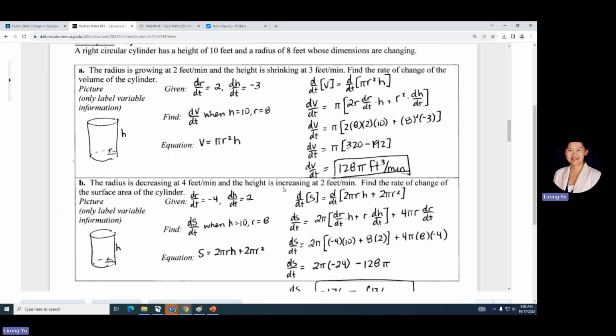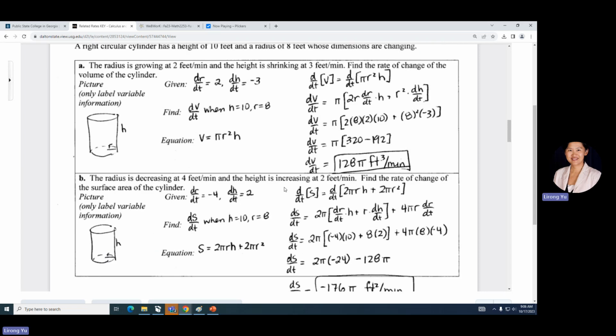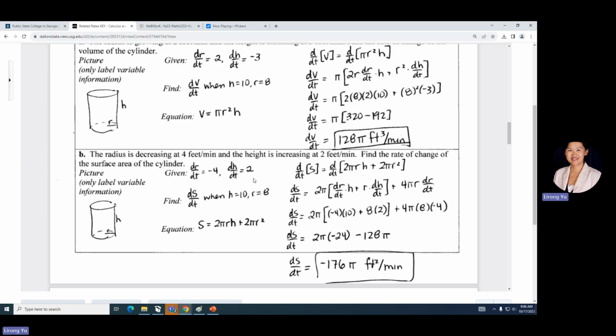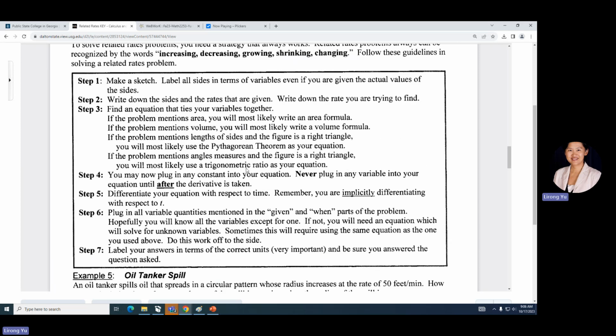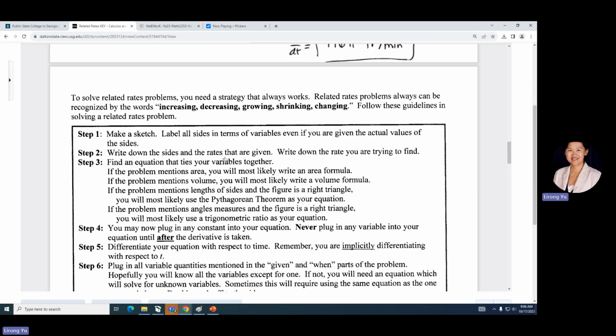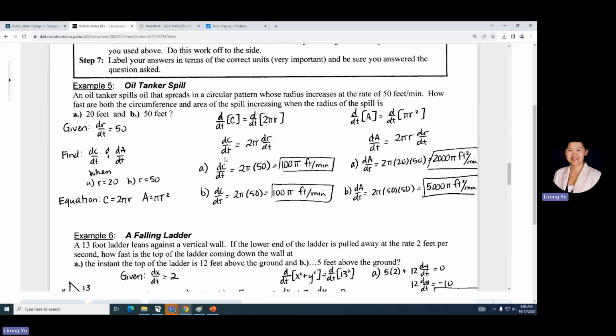Depending on which question we're looking at, these are cylinder-related questions. Two different examples on the cylinder question. The solution is also already here. So if you need more examples to familiarize yourself with the scenario, those are the steps for how we work on a related rate question.